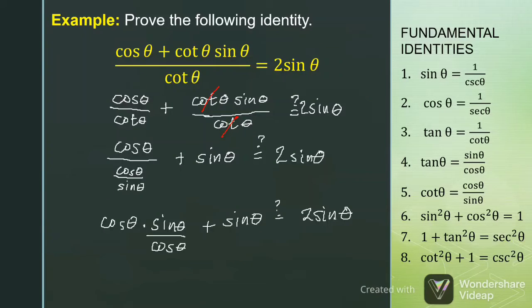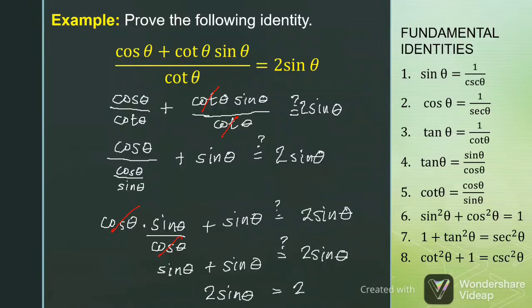So we can now cancel cosine, right? Okay, cancel cosine and we have sine theta plus sine theta. Okay, can we add sine theta and another sine theta? Yes, because they are similar terms. So we have a coefficient of 1 for both sines. So sine plus sine is equal to 2 sine theta, which is equal to 2 sine theta. So therefore, we can say that the given equation is an identity.